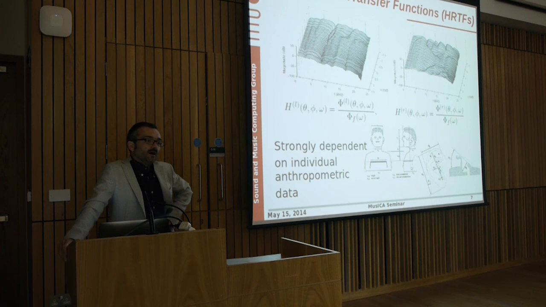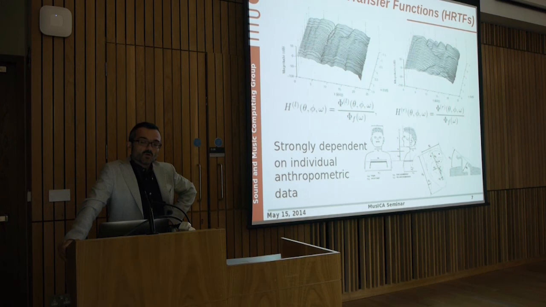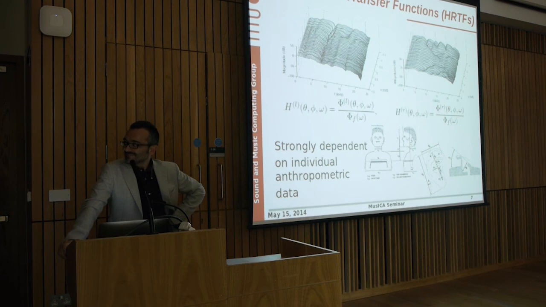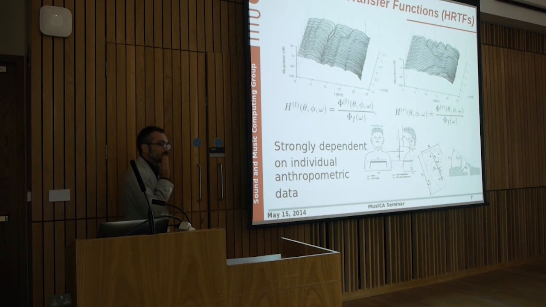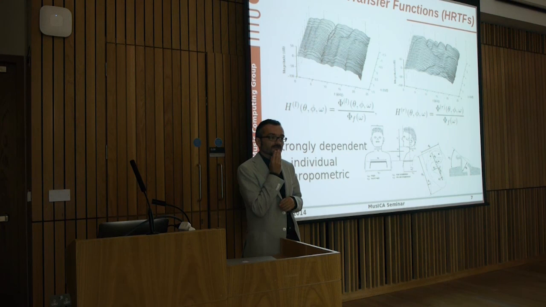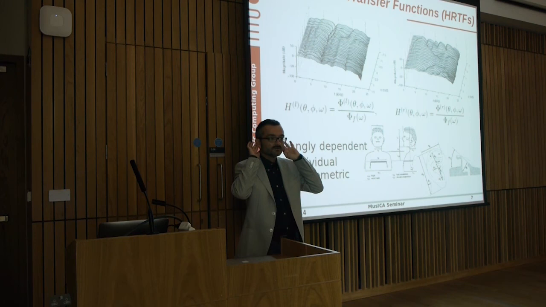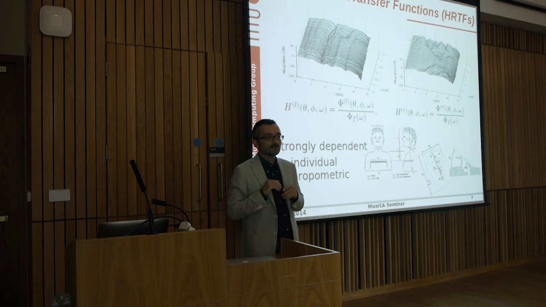Well, what do you mean? I guess, let's say that you have a user, a subject, and you want to generate his head-related transfer functions. You measure all of these relevant anthropometric parameters, including this one. And then you can.